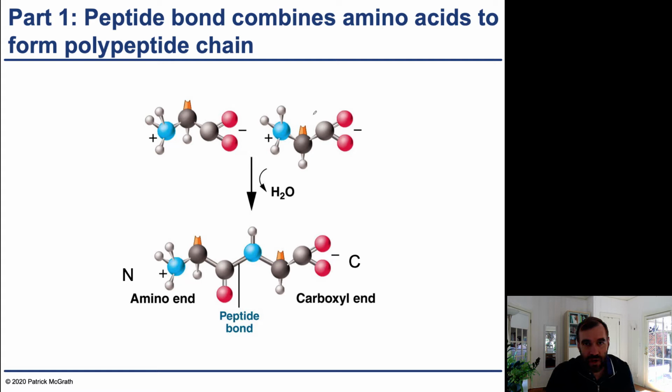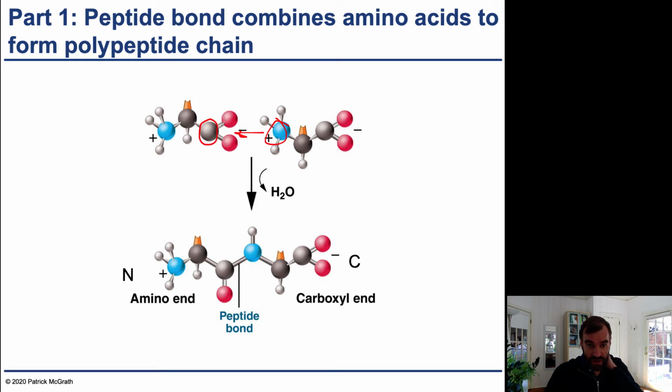So a peptide bond combines amino acids to form a polypeptide chain. You can see the carbon right here, you can see the nitrogen right here. And then, as I said before, it's an acid, kind of a unique acid where one part is positively charged, one part is negatively charged. And this gets covalently bonded, and the nitrogen bonds directly to the carbon.